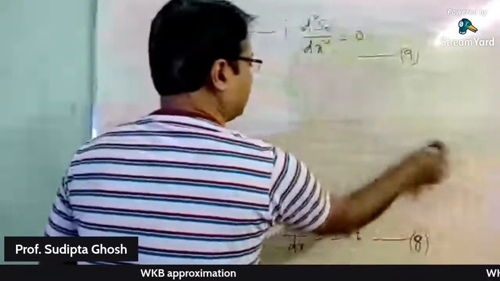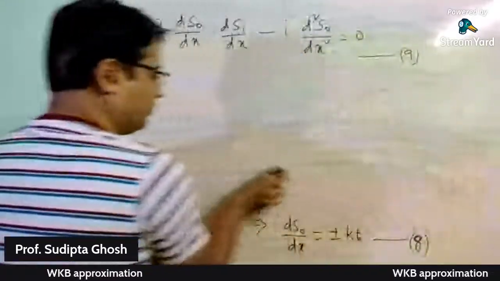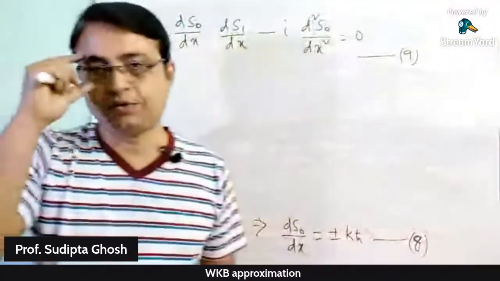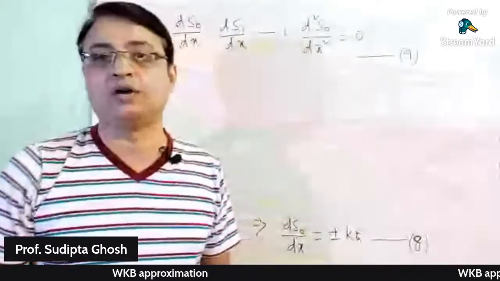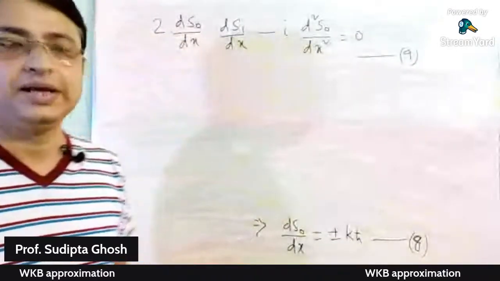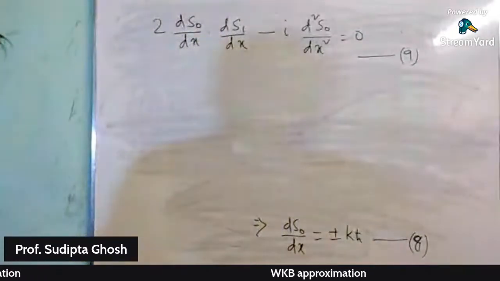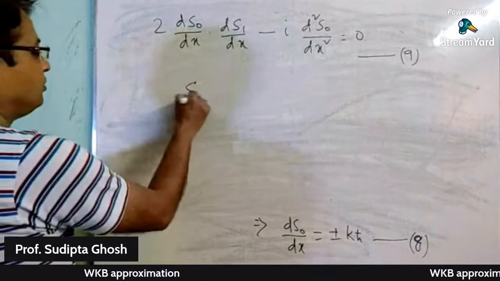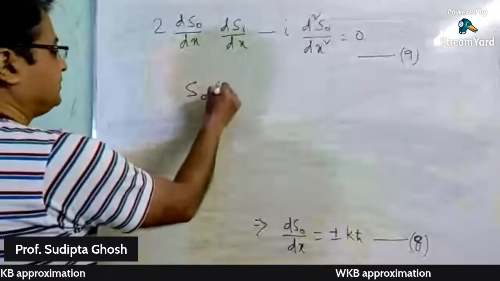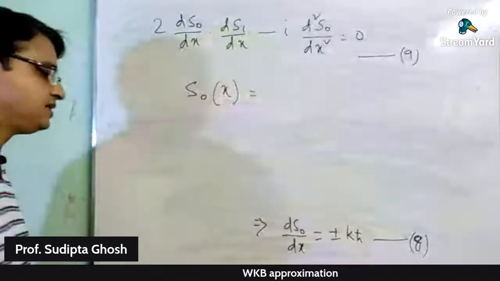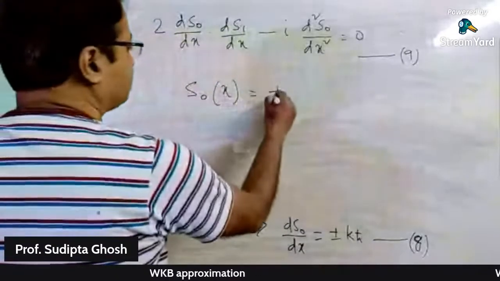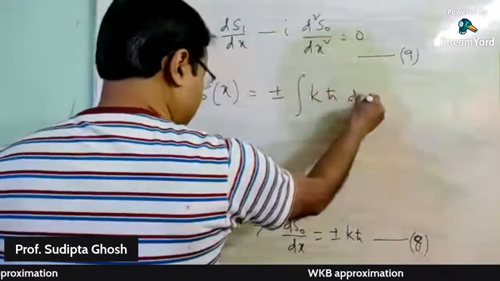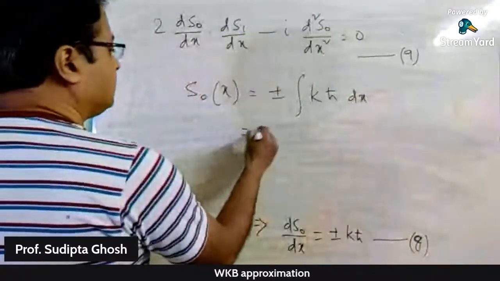Now proceeding further, from equation 8, I have to find out the exact value of s0. Since this is a function of x, s0(x) equals plus minus integral of kħ dx, and it becomes plus minus.